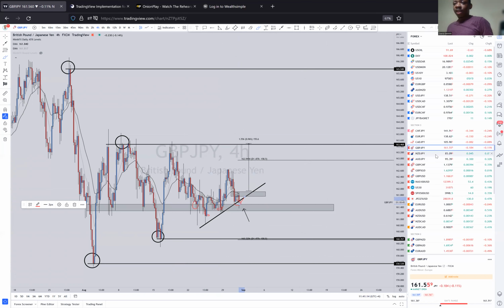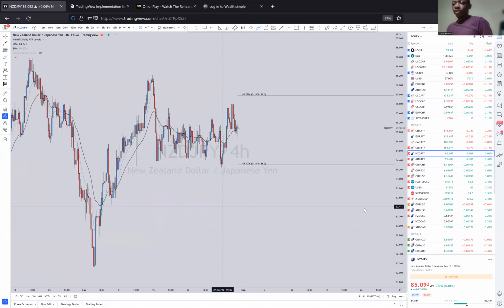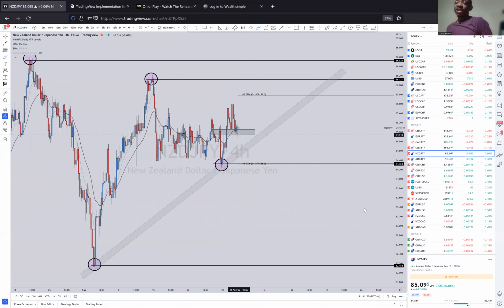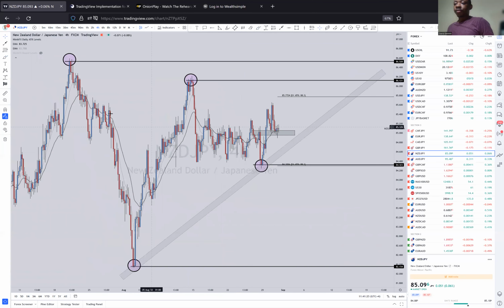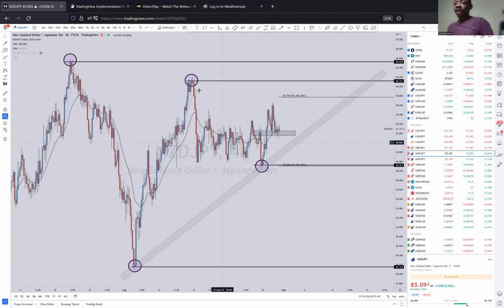NZD JPY, just like the other JPY pairs, I am bullish. It looks like this is the only JPY pair that actually looks very bullish here. So we've had a low price push up, broke the high, and it's sitting on this level here. So this might be one of the first ones to move if we get a JPY basket dropping. This is actually very interesting. Maybe I might take this one now.